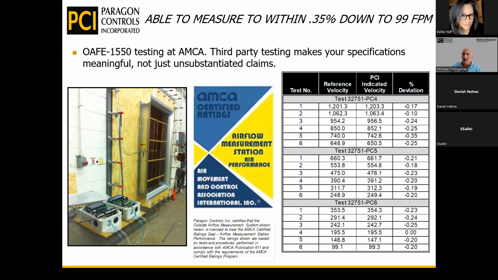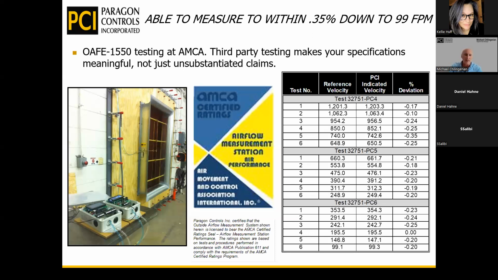AMCA certification is on so many of the products that we use: fans, diffusers, louvers, all kinds of products. They do like 17 or 18 different products, and here's the proof that we can provide accurate airflow for an outside airflow system or an indoor one, and we're within 0.35% accuracy. And this is by AMCA, not by us. It's third party, and you're not going to find anything that's really more accurate than 0.35% accurate.